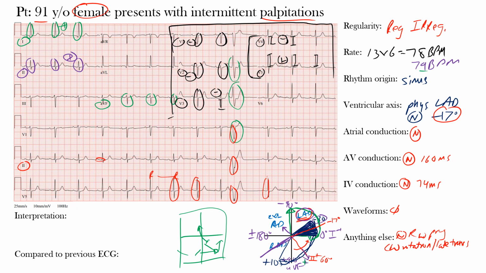Now in terms of terminology of these PVCs, when we call them unifocal, that means that they have one focus, so coming from one area in the ventricles, and they have one morphology. Whereas if we call them multifocal, that means there's more than one focus and there are multiple morphologies associated with them. If you have bigeminy PVCs, that means that every second beat is a PVC. If we have something called trigeminy, that means every third beat is, and quadrigeminy, every fourth beat would be a PVC.